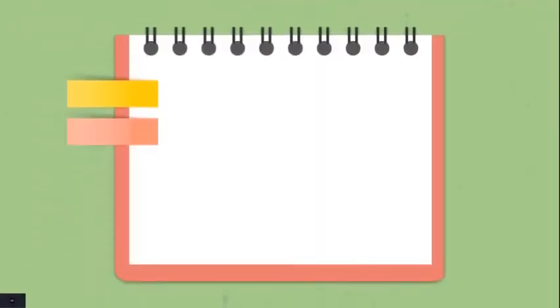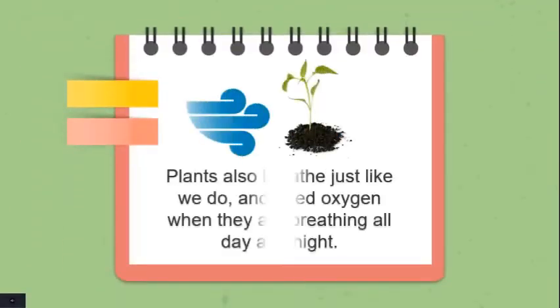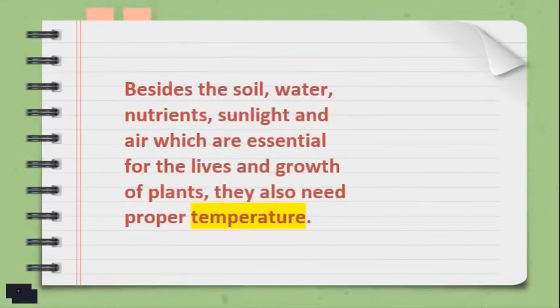As what I have told you, plants also breathe just like we do, and they need oxygen when they are breathing all day and night. Besides the soil, water, nutrients, sunlight, and air, which are essential for the lives and growth of plants, they also need proper temperature.